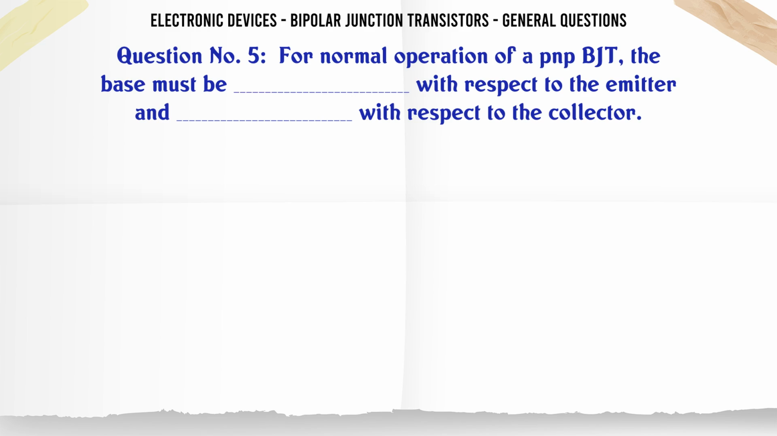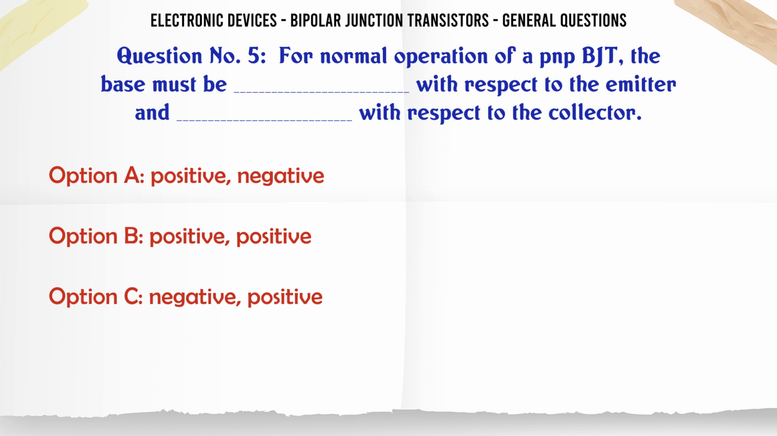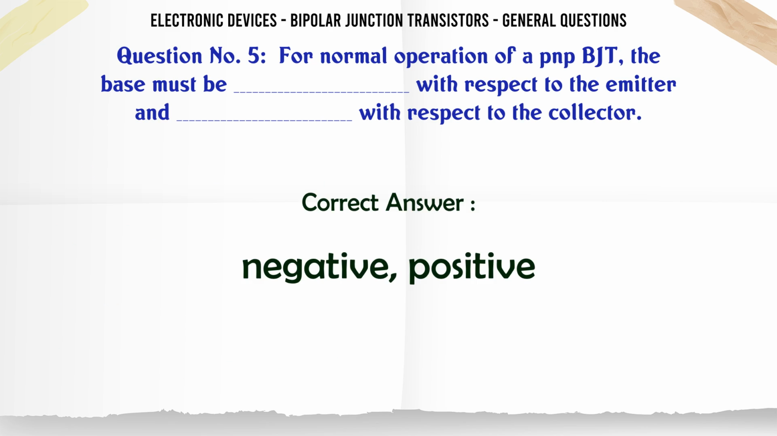For normal operation of a PNP BJT, the base must be what with respect to the emitter and what with respect to the collector? A positive, negative; B positive, positive; C negative, positive; D negative, negative. The correct answer is negative, positive.